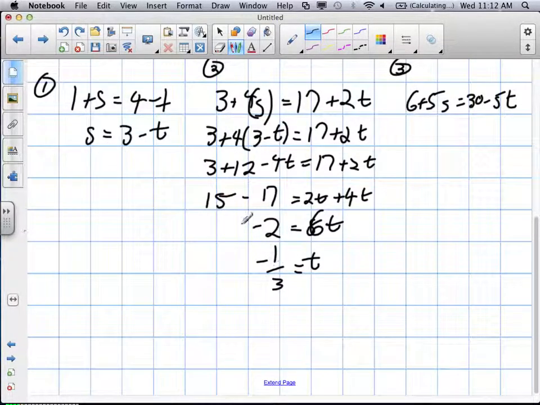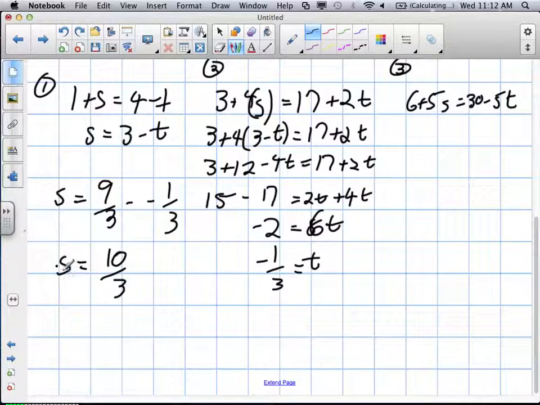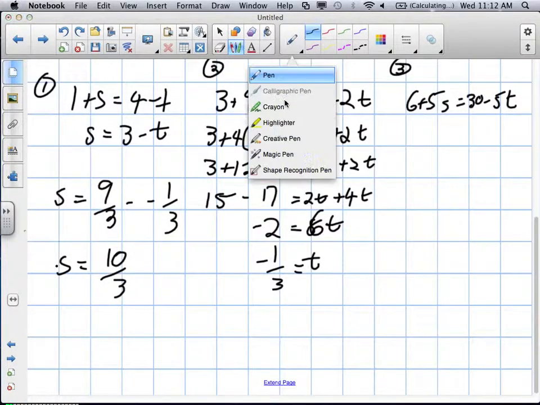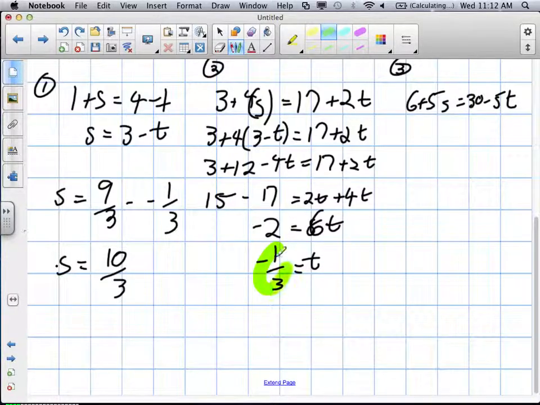Then we're going to take that t back into equation 1 because it's relatively simple. s is equal to, we'll put this to a fraction of 3, 9 over 3 minus negative 1/3. So we'll be adding the two together. We're going to end up with 10 over 3 for our value of s. Now, in the other one, we took our parameter of t and our parameter of s, and we plugged them into the third equation.